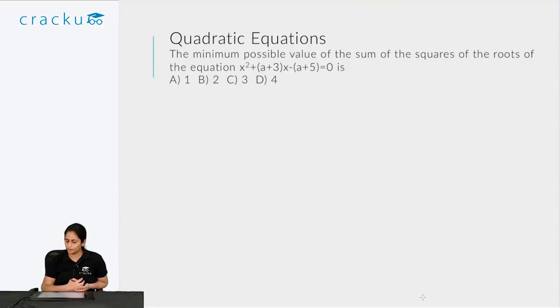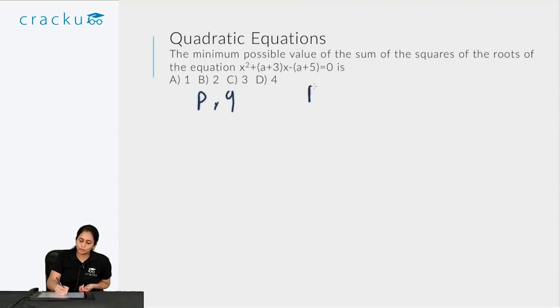So consider the following question. The minimum possible value of the sum of squares of the roots of the equation x square plus (a plus 3) times x minus (a plus 5) is equal to what? Now the basic property you have to remember is that for a given quadratic equation like this, suppose the roots are say p and q.